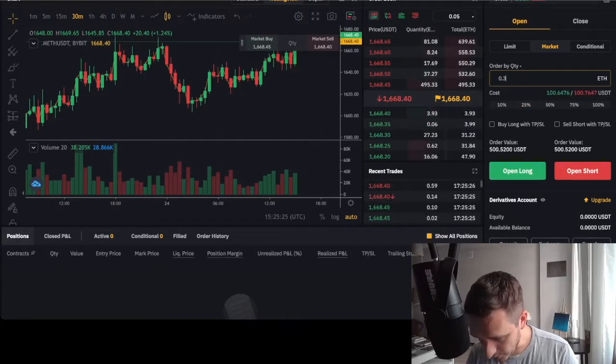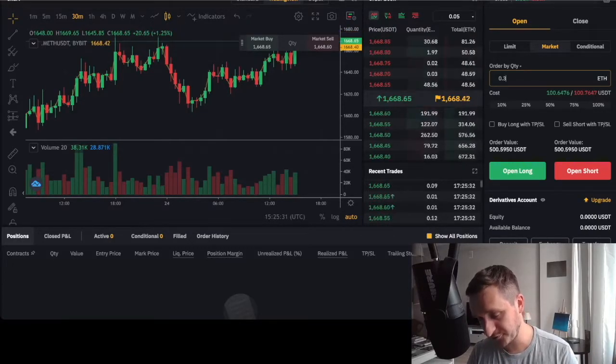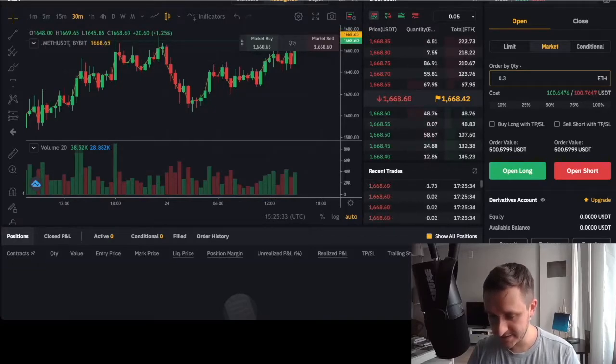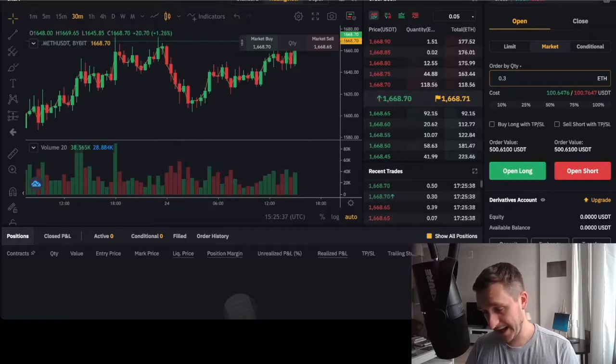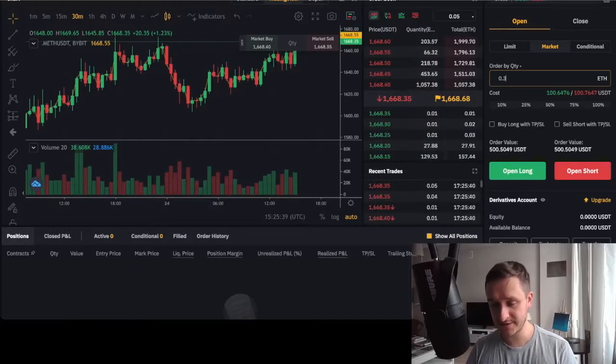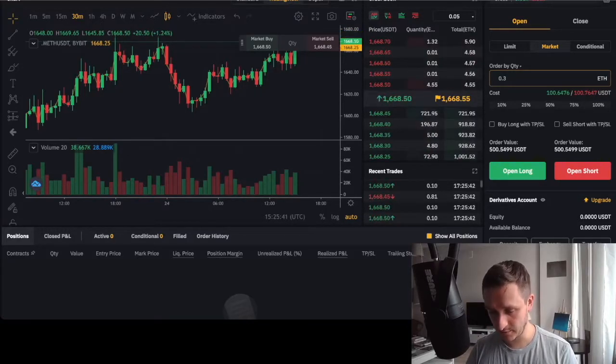As you can see, this is the cost of the order. It's much lower, so 0.3 ETH. That should be something around $450. It's 100 just because I'm using the margin. So I'm opening long.